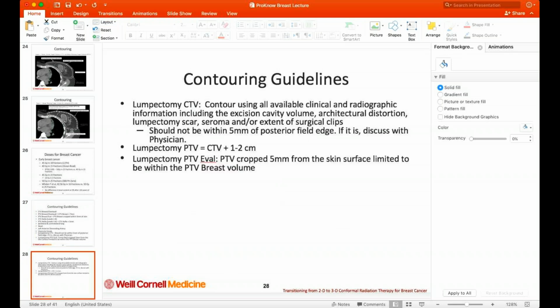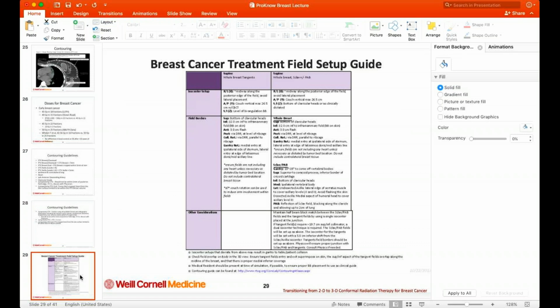All right, so this just talks about the lumpectomy PTV again. All right. So when it comes to breast cancer treatment field setup, this is a credit.